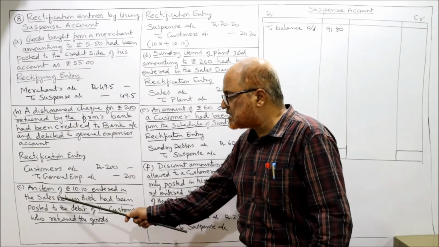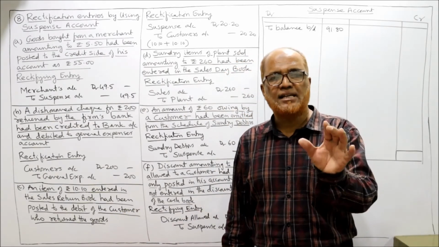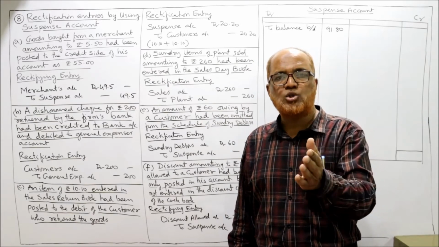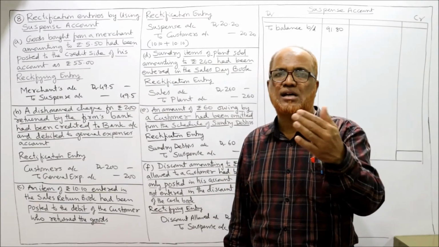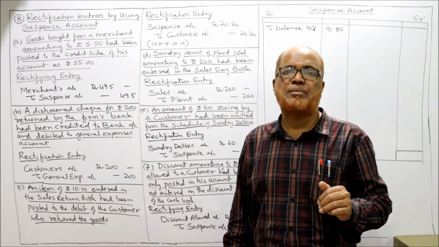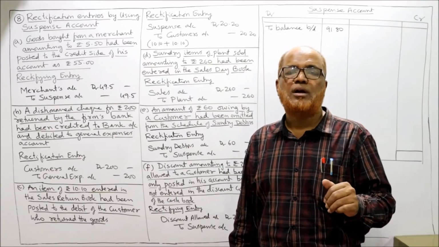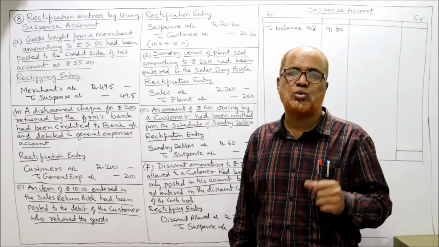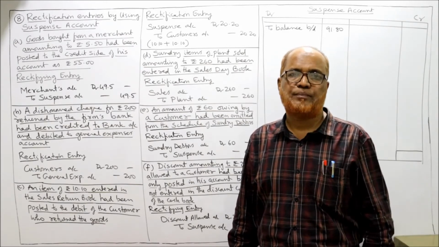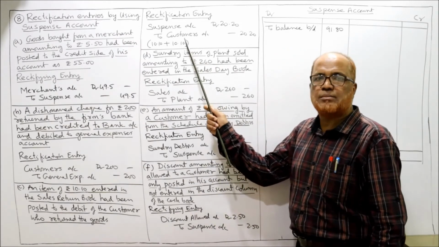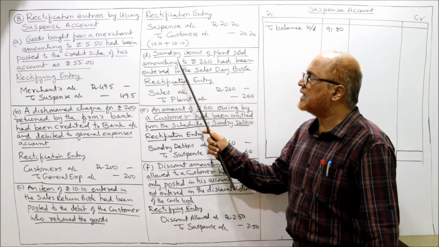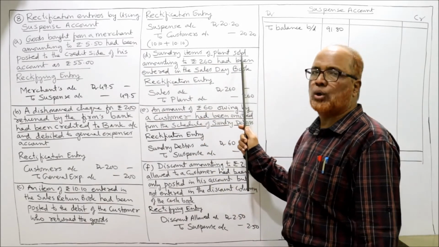There is no error in sales return account. Sales return account was correctly debited. The only difference is customer account should have been credited, but by mistake his account is debited. Now we credit customer's account by double the amount, 10.10 plus 10.10, 20.20. So entry will be suspense account debtor to customer's account, for 20.20. That's it.